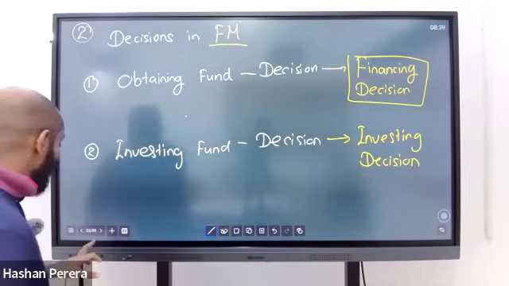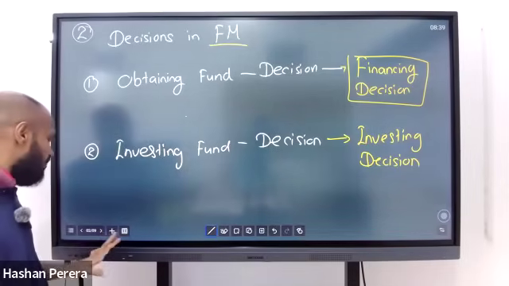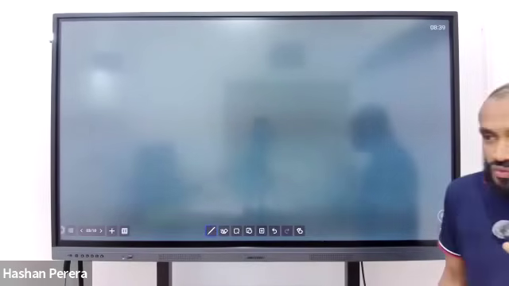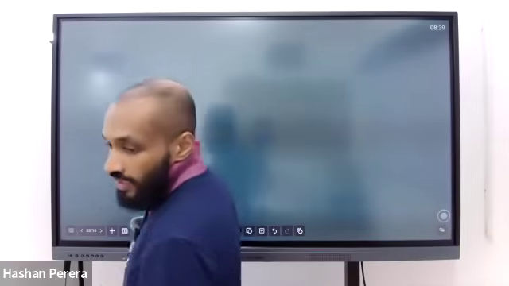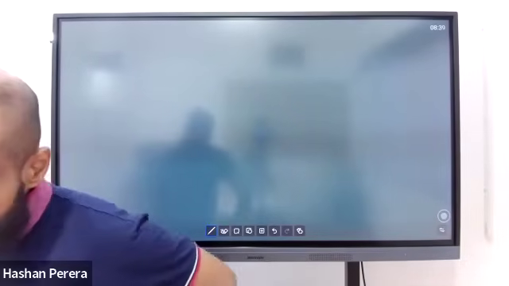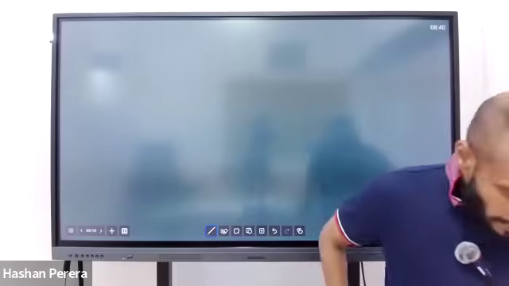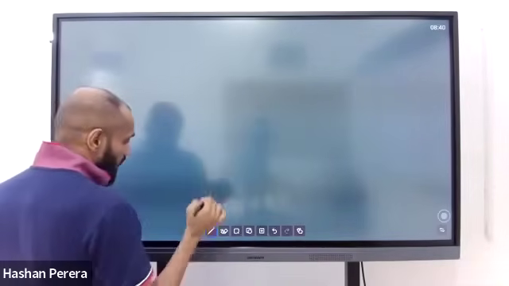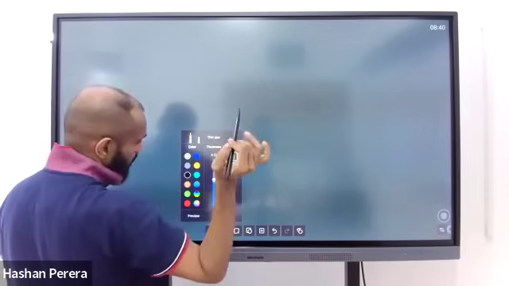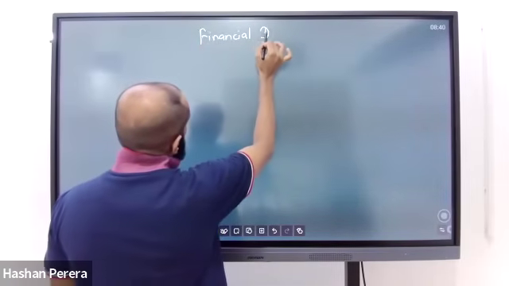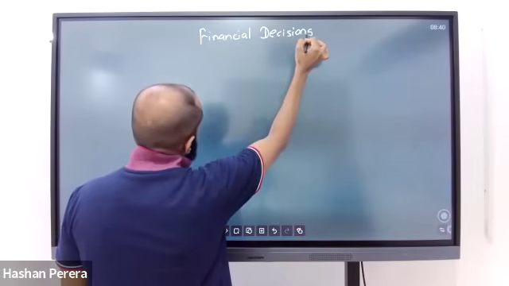Then we are going to make a classification of decisions as well. පුතා මේ decisions classify කරන්න පුළුවන්. So එහෙනම් let's have a topic: classification of financial decisions. Right. The financial decisions තියෙන්නේ පුතා මෙතන. මේක classify කරන්න යන්නේ.